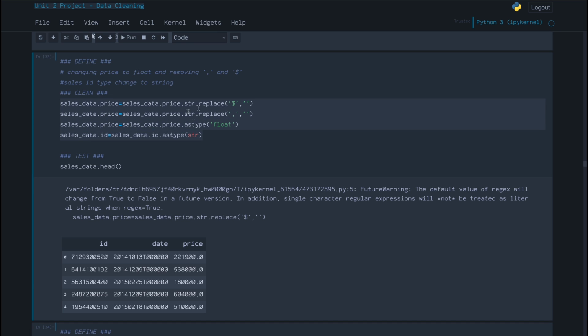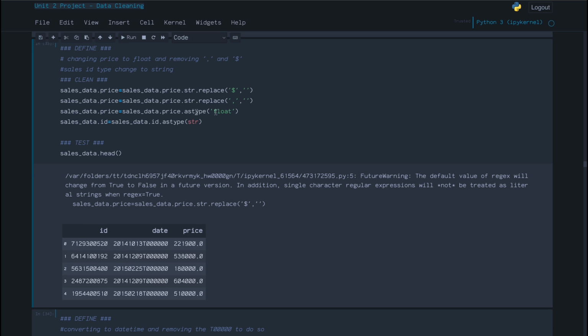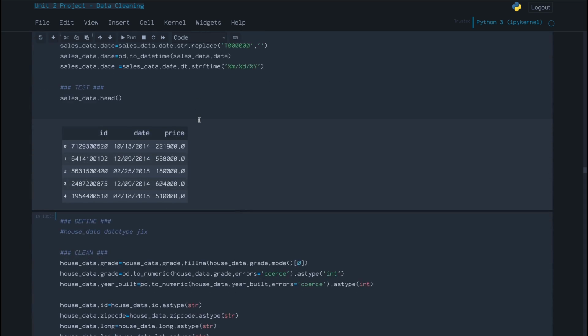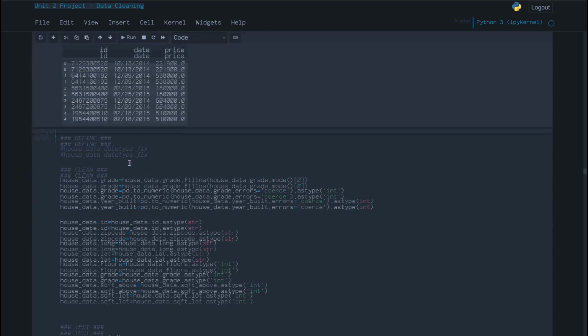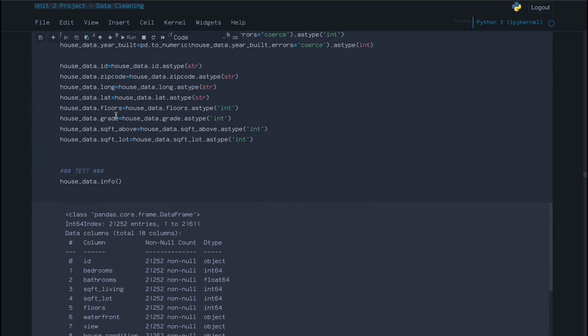And here I was changing the price. I removed the dollar sign, I took the comma out and changed it to a float, and then for the ID I changed that to a string. And that goes for both data frames. And here I'm changing the datetime data type, and that's what I did for the house data.